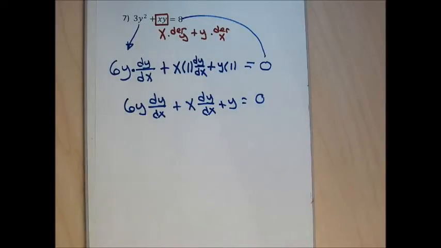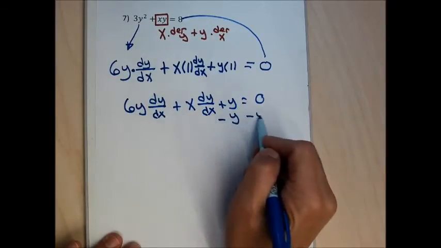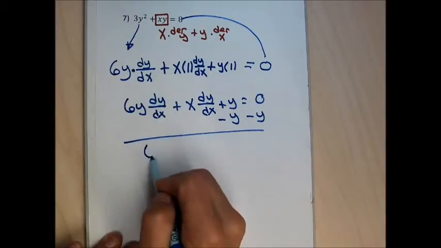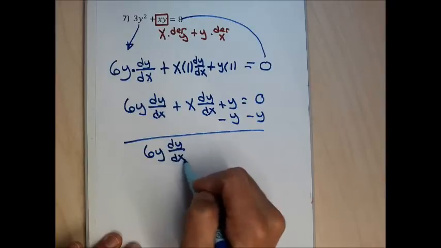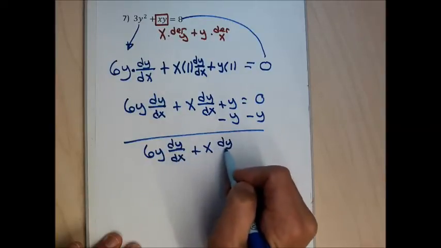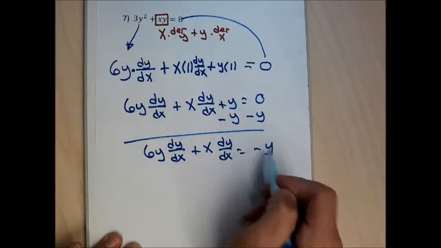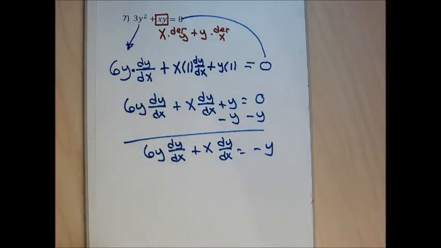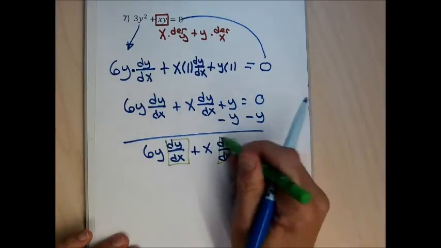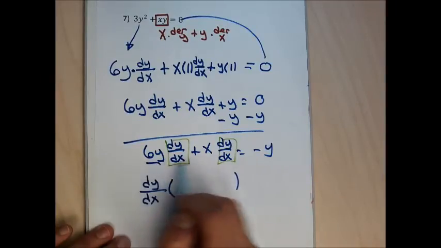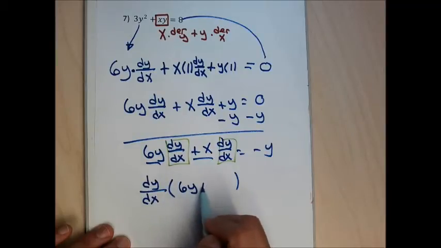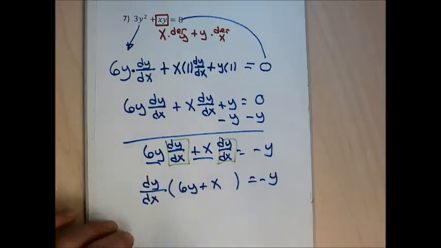I need to keep the letters that have the dy/dx on the left-hand side, and the terms or the letter that doesn't have a dy/dx I need to move to the right side. So I can rewrite this as 6y dy/dx plus x dy/dx equals minus y. And now I'm going to treat this dy/dx as a common factor, and factor out a dy/dx. On the left-hand side, I'm going to write the common factor of dy/dx, and then I'm going to be left with 6y plus x in parentheses equals my negative y.